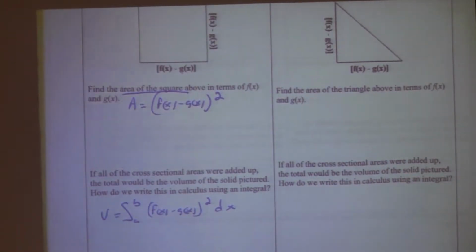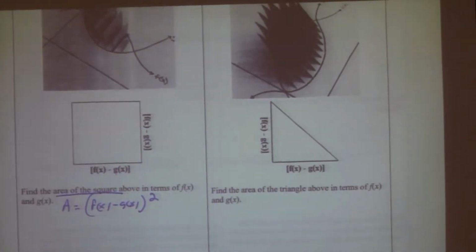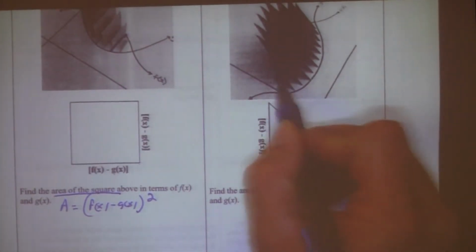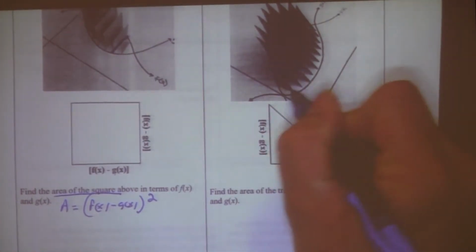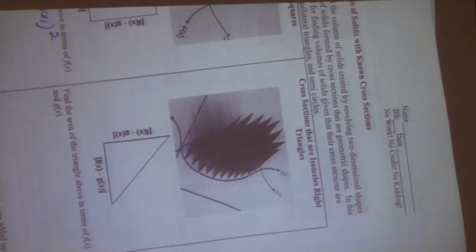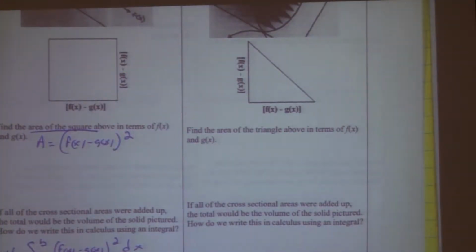Try the next one. What if we were on an isosceles right triangle, and one of the legs was on the base of the shape? Again, this picture is turned sideways so you can get a better aspect of it, but it's actually like this. So the cross sections are perpendicular to the x-axis as well. So how do I find the area of a triangle? Because I'm going to need that.